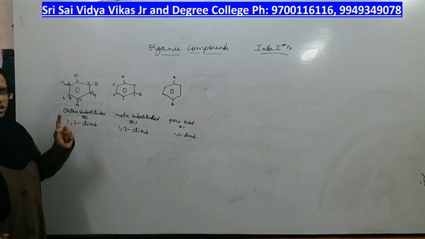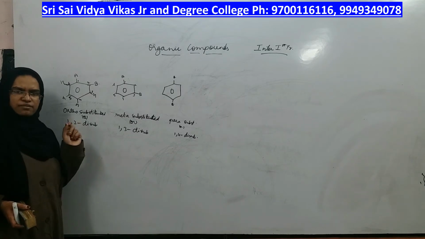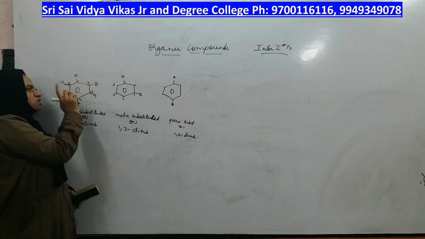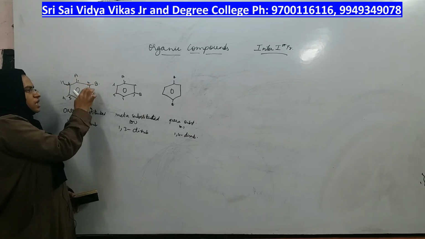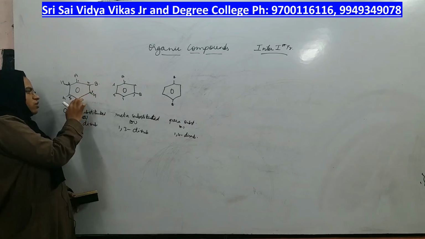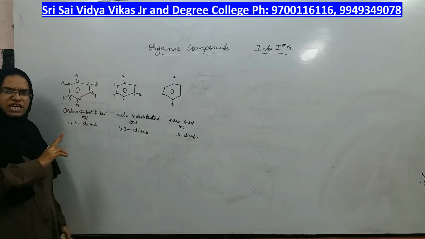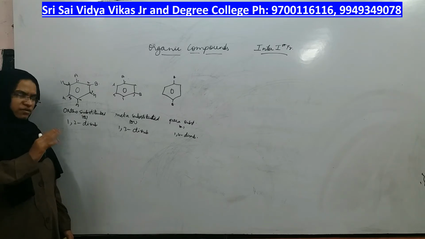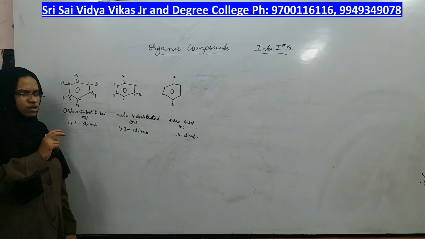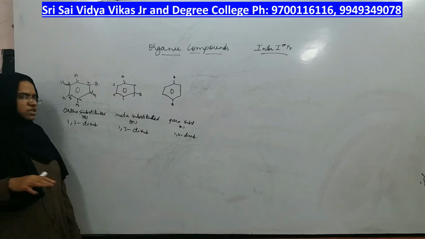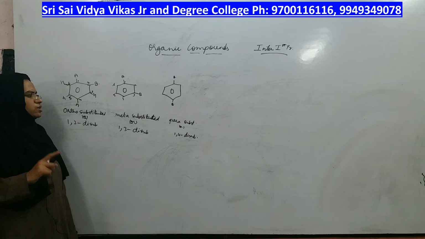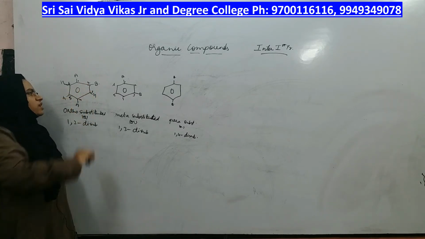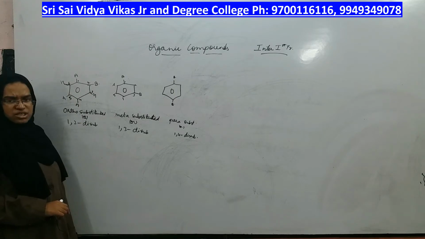Ortho substitution should always be side by side to each other, whether it is 1 2 this side or 1 2 this side, whether it is 2 3 this side or 3 4 this side or 4 5 or 5 6, whatever it is, they should be side by side to each other. Why are we giving numbering as 1 comma 2? Because the least number should always be preferred. That's why we are calling it 1 comma 2. You should not call them 2 comma 3 or 3 comma 4 or 4 comma 5 or 5 comma 6 or 6 comma 1, because that is not the least number.